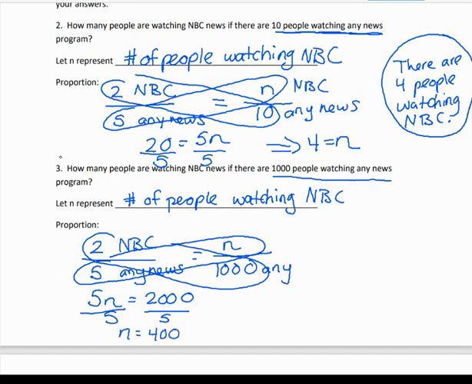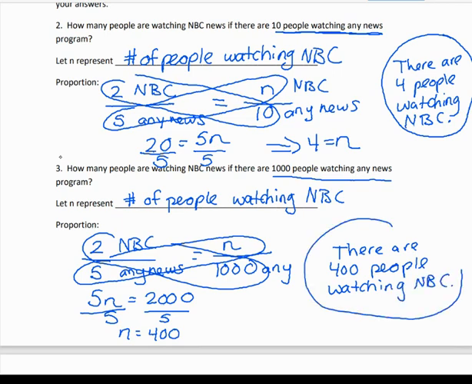And then make sure you're writing your sentence, right? The direction said write your answers in complete sentences. So that 400, we go back to what we said n is, the number of people watching NBC. So that means there are 400 people watching NBC. Any questions?